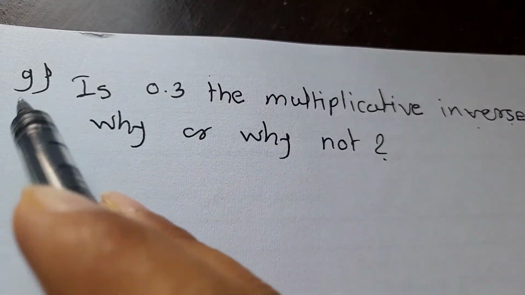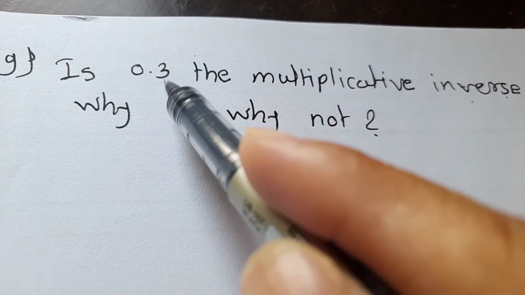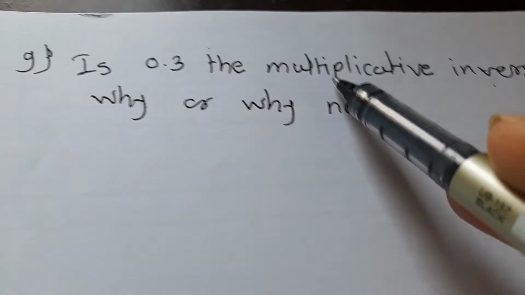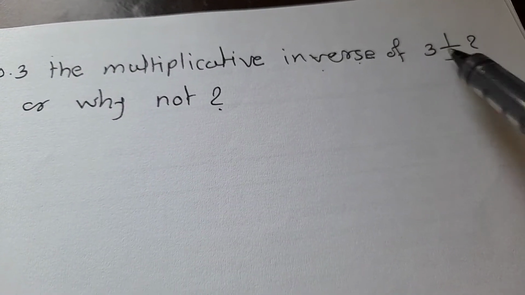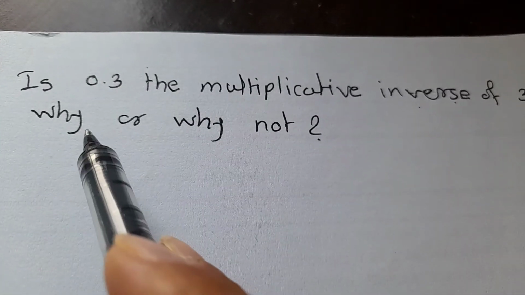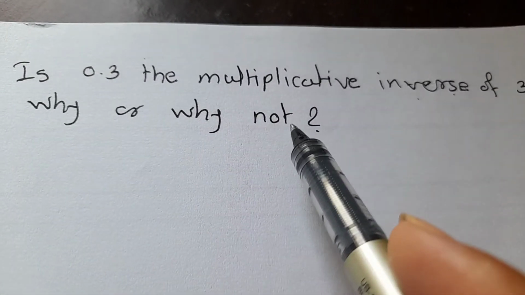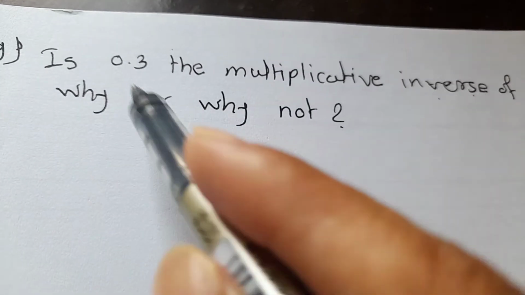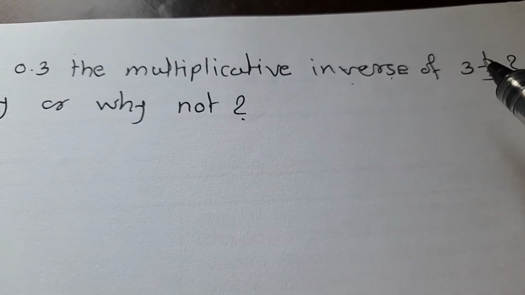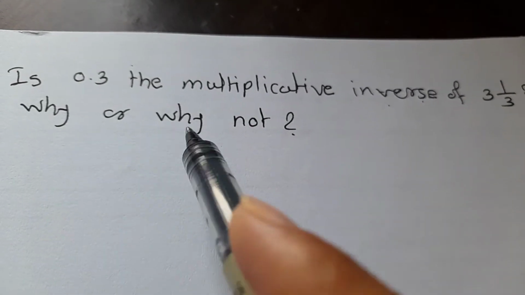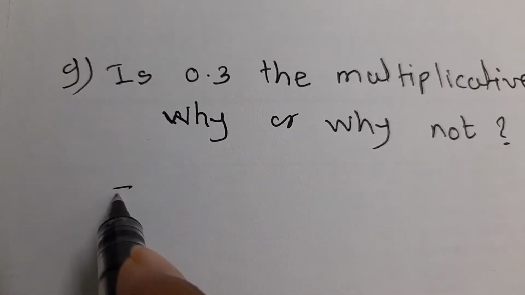Now question 9. Is 0.3 the multiplicative inverse of 3 1 upon 3? Why or why not? The same question. Let us solve.